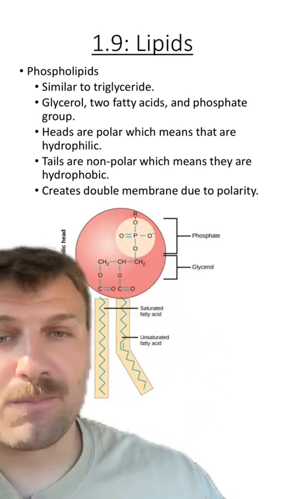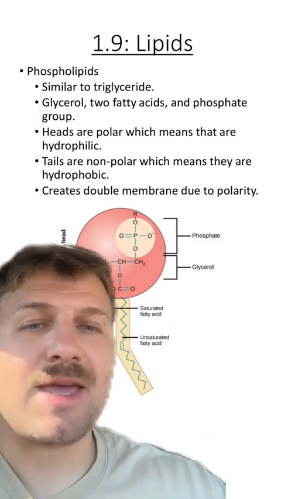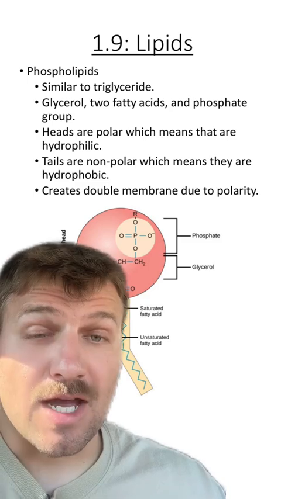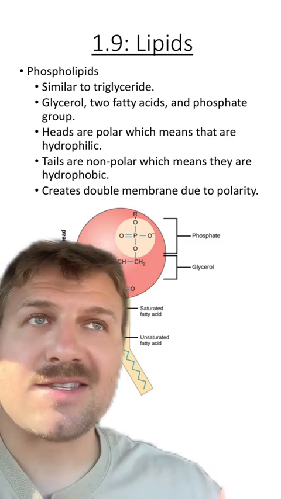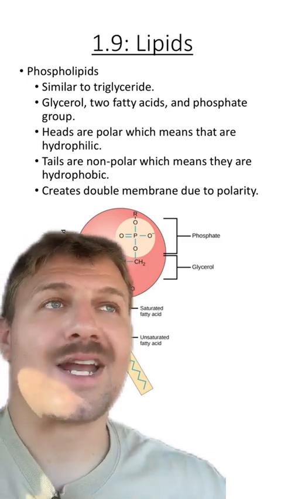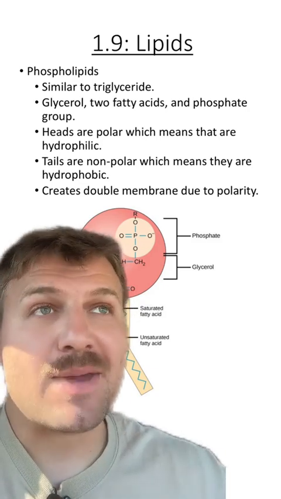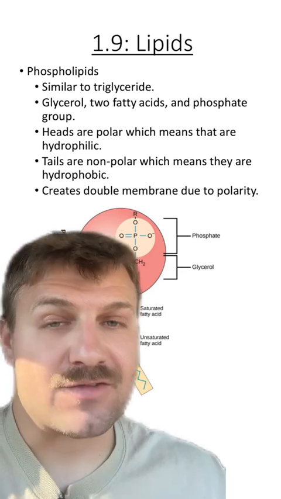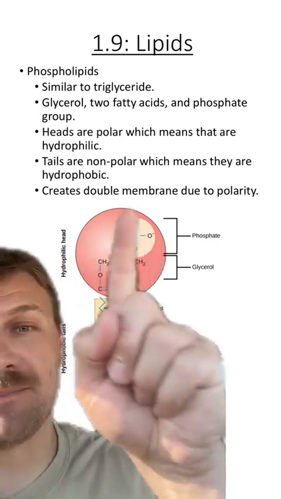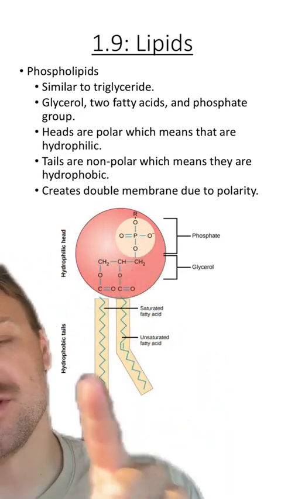Now, these phospholipids make up the double membrane of cells. And these phospholipids, in turn, will help regulate what enters and leaves the cell based on the polarity of the phospholipid. That, again, being of the polar head and the nonpolar tails.